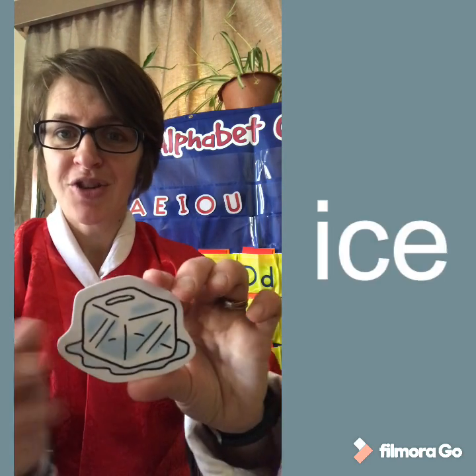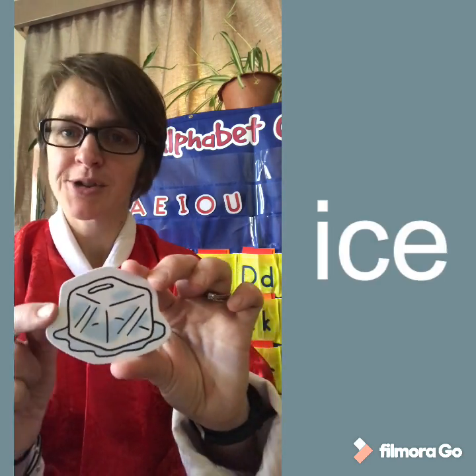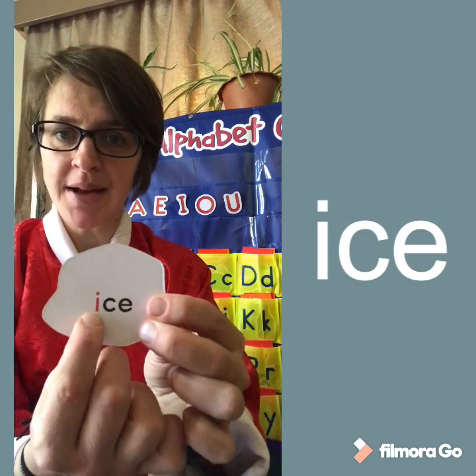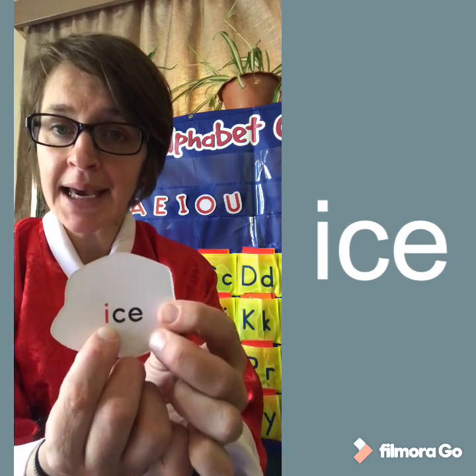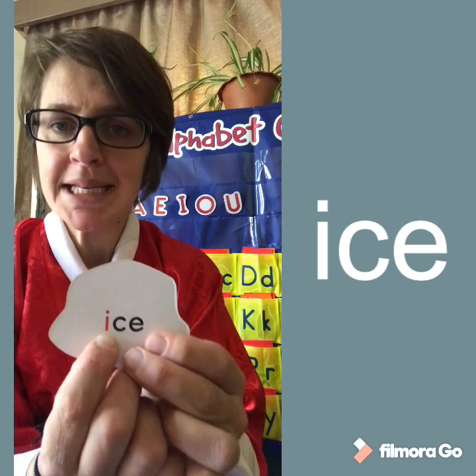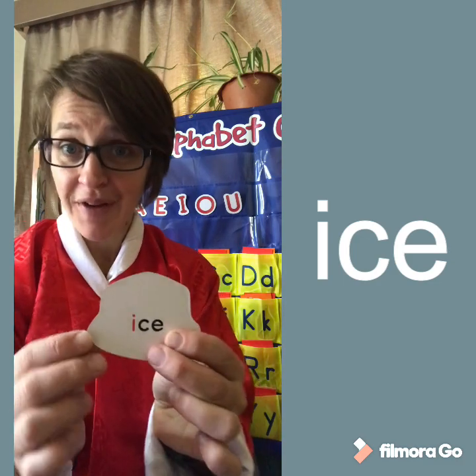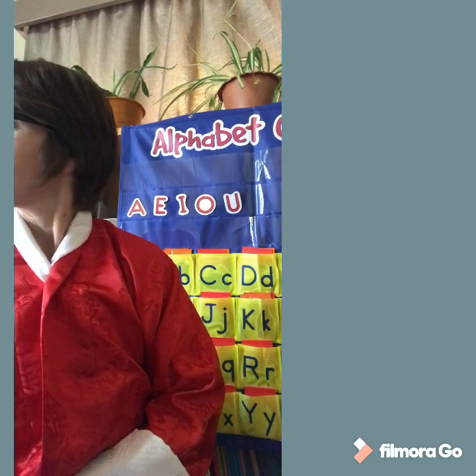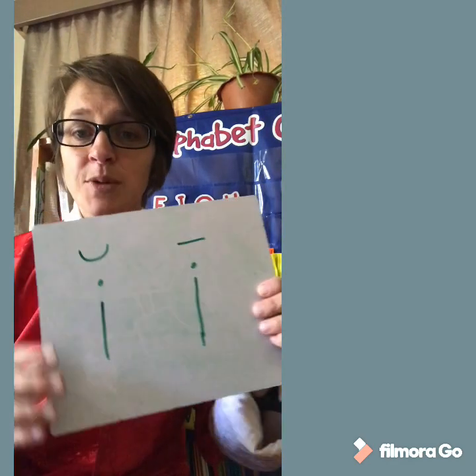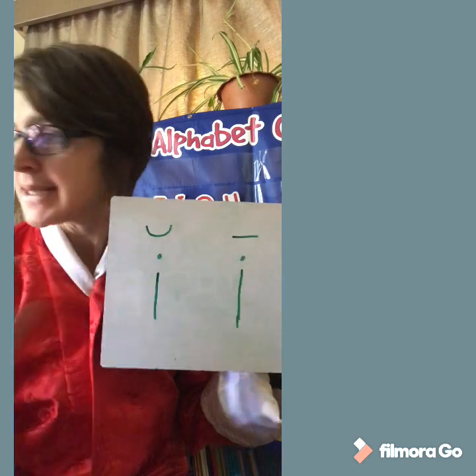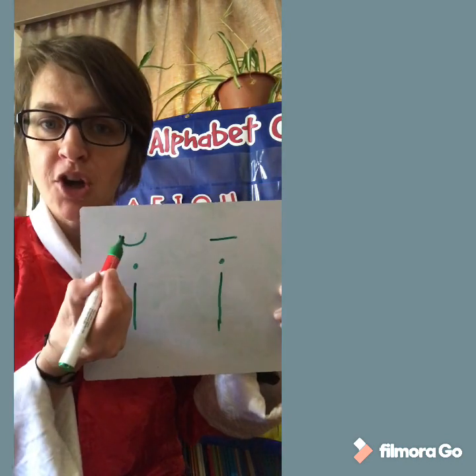Very good. Or when it's hot outside, you can put ice in your drink. Ice. So ice is spelled I-C-E, and I says its name. Ice. Very good. So in different words with I, sometimes it says its short sound, sometimes it says its long sound.